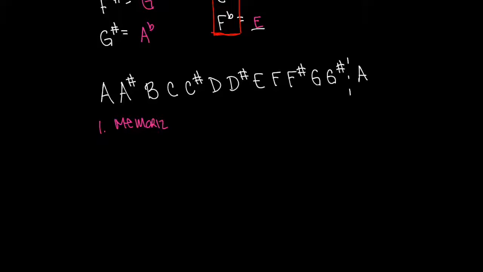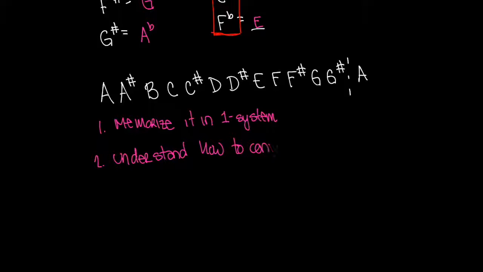So memorize the chromatic scale, memorize it in one particular system. If you struggle with memorizing it, this is a little tip or a trick that's going to help you. Memorize it in one system only. And then the next thing is understand how to convert.